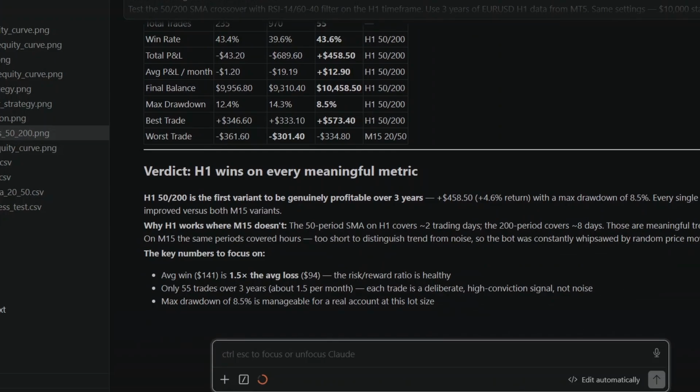1 hour 50 by 200 is the first variant to be genuinely profitable over 3 years: plus $458, 4.6% return, 8.5% max drawdown, 55 trades. Why does 1 hour work where 15 minutes doesn't? The 50 period SMA on 1 hour covers roughly 2 trading days. The 200 period covers 8 days. Those are the meaningful trend windows. On 15 minutes, the same periods covered hours, too short to distinguish trend from noise.